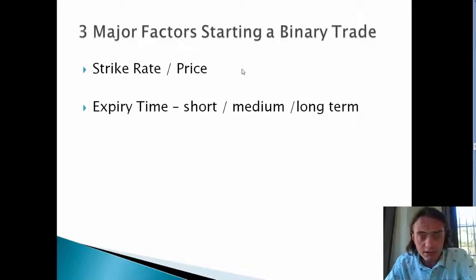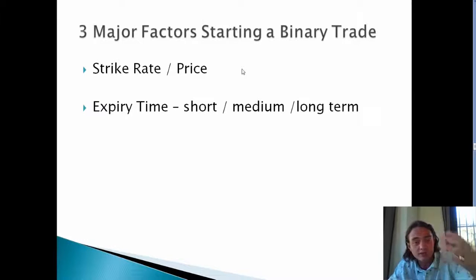Then you have the expiry time. You get the very, very short expiry times, like 60 seconds, for example. You also have medium term, which will be the next 10 minutes, next 15 minutes, half an hour, maybe an hour, a couple of hours. I suppose you could call medium term anything up until the end of the day.